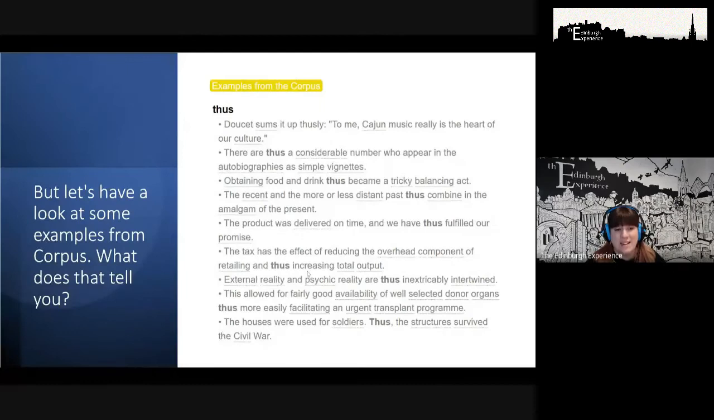However, here's an example of corpus. So if you just take a little second to read through some of those examples of corpus, have a look at those example sentences and think about how we're using thus.